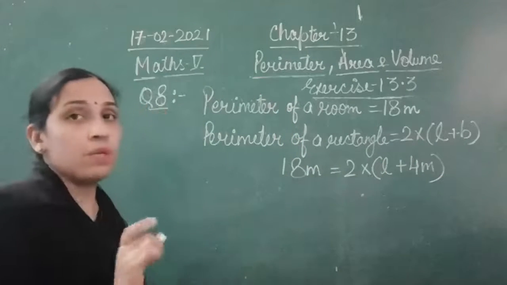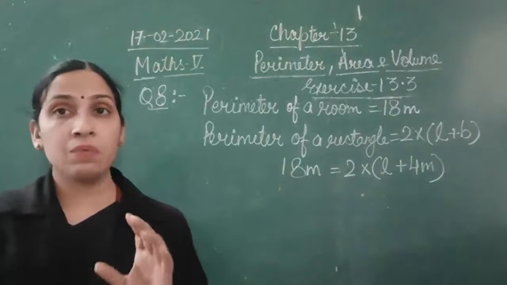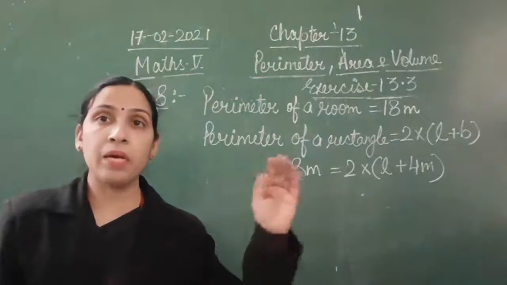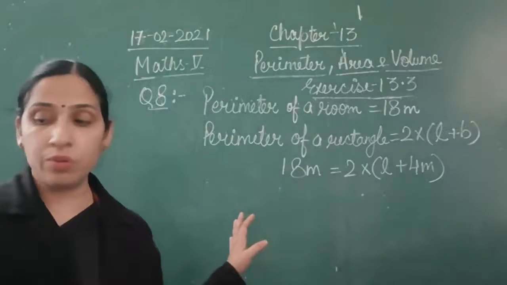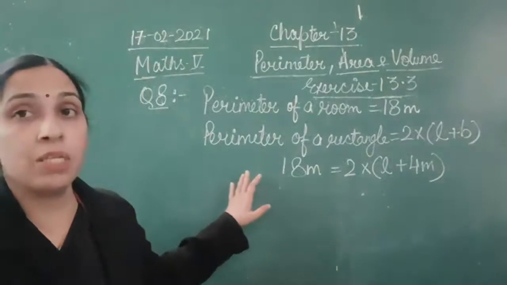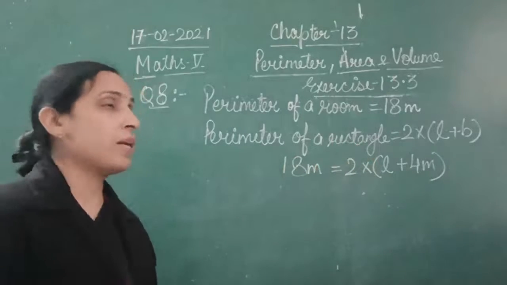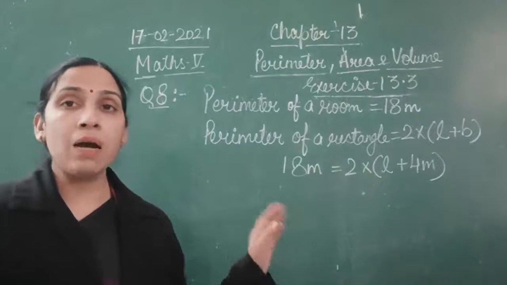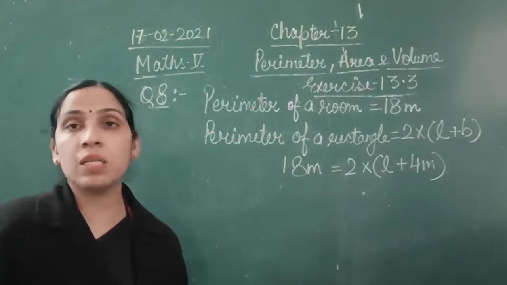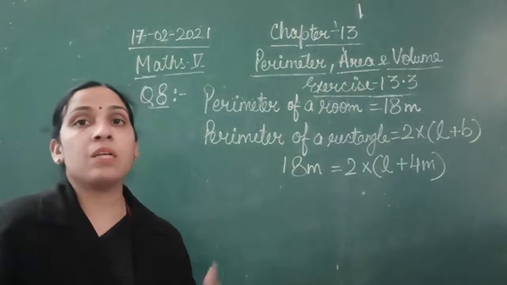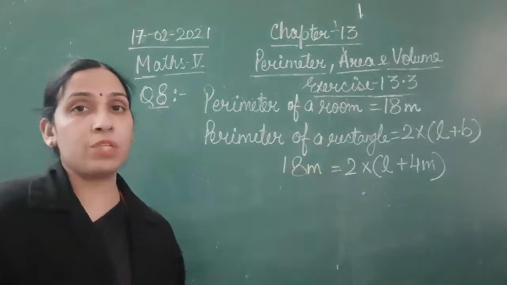Now whichever things are given, first of all you have to find them. Given things you will write out: perimeter, breadth of a room, that is given. And then you will write down this formula. Perimeter of a rectangle, that is 2 multiplied by length plus breadth. This formula you know. After reading the question, you understand what is given in the question: perimeter is given, breadth is given. You just put these values in the formula.